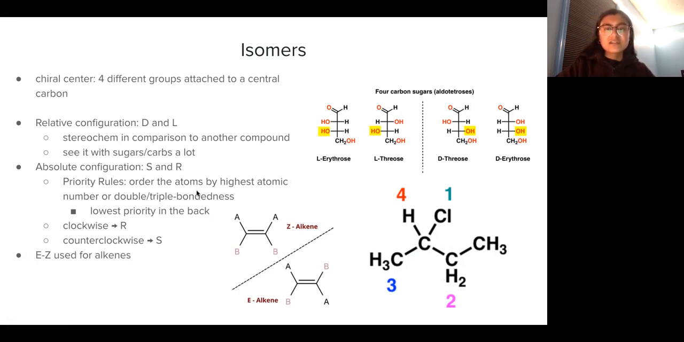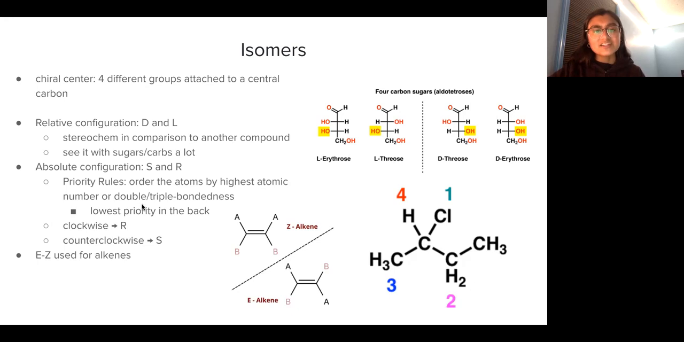And then there are 2 different kinds of configurations associated. You have D and L configurations, and this is stereochemistry in comparison to another compound. You see it with sugars and carbs a lot. I think I saw it mostly with sugars. So here you can see the difference. It usually has to do with this OH group and whether it's on the left side or the right side. So hopefully that helps identify L versus D.